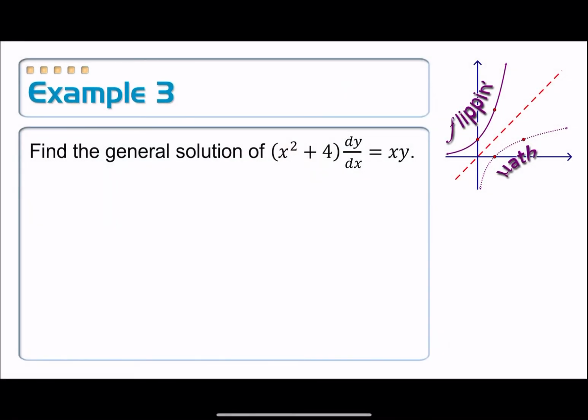So again, in the next video, do I have a graph for that? No, I don't. We're just going to look at some more differential equations, get some more practice with separating the variables.